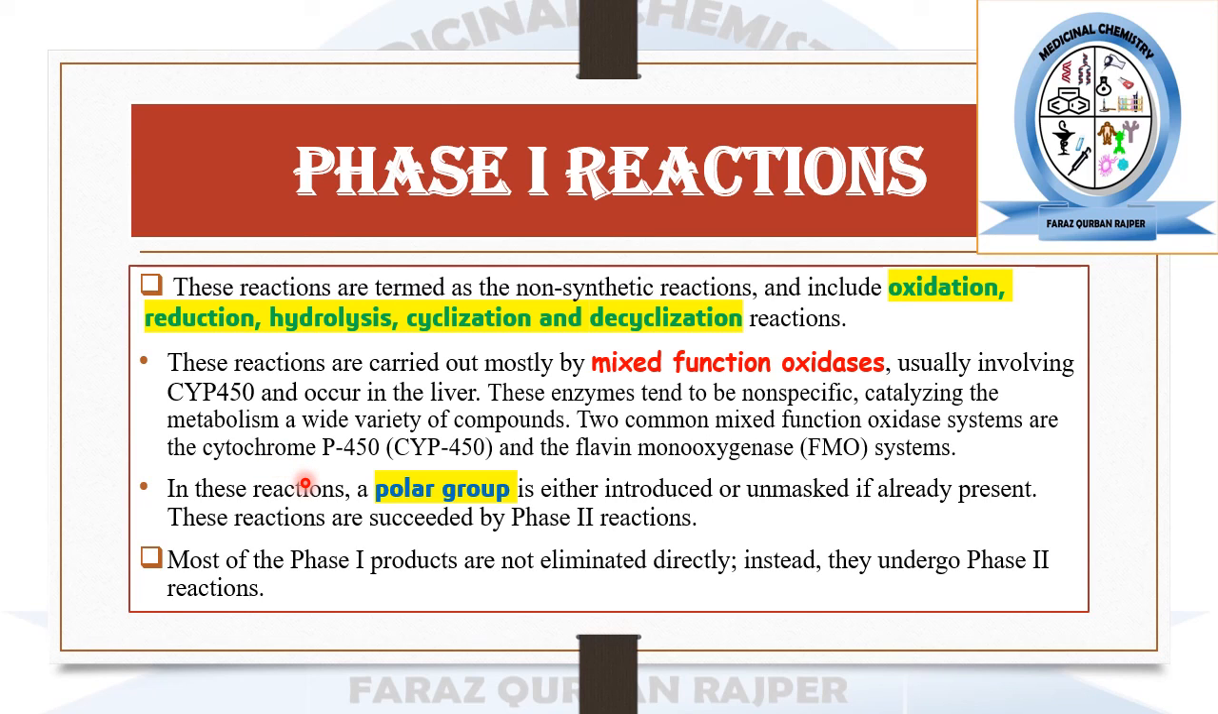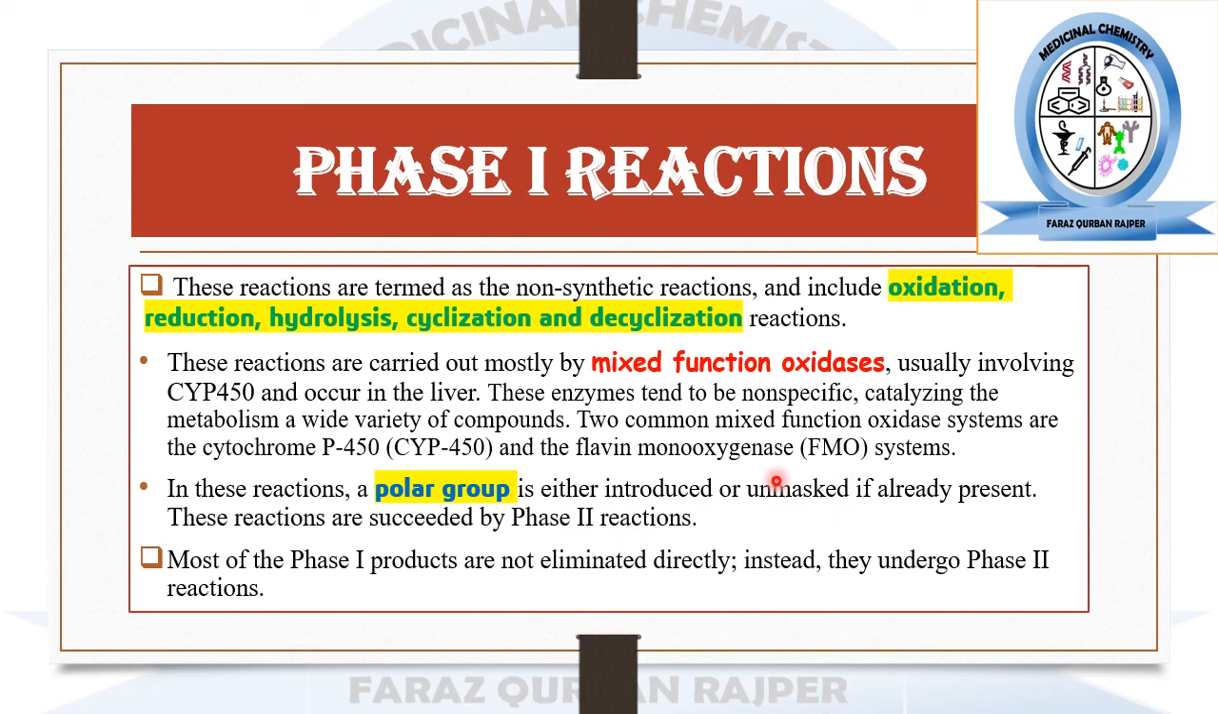The two common mixed function oxidase enzymes are the cytochrome P450 and the flavin monooxygenase, but mainly the cytochrome P450 is involved in the drug metabolism process. In these reactions, a polar functional group, that can be hydroxyl, amino group or any other, is basically introduced in our drug molecule, or it can be unmasked if already present.